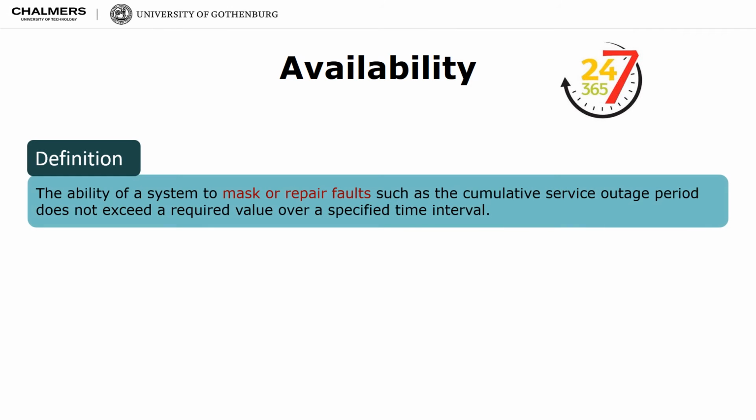Availability refers to a property of software that is there and ready to carry out its task when you need it to be. In fact, availability builds upon the concept of reliability by adding the notion of recovery. That is, when the system breaks, it repairs itself. More precisely, availability is the ability of a system to mask or repair faults such as the cumulative service outage period does not exceed a required value over a specified time interval.